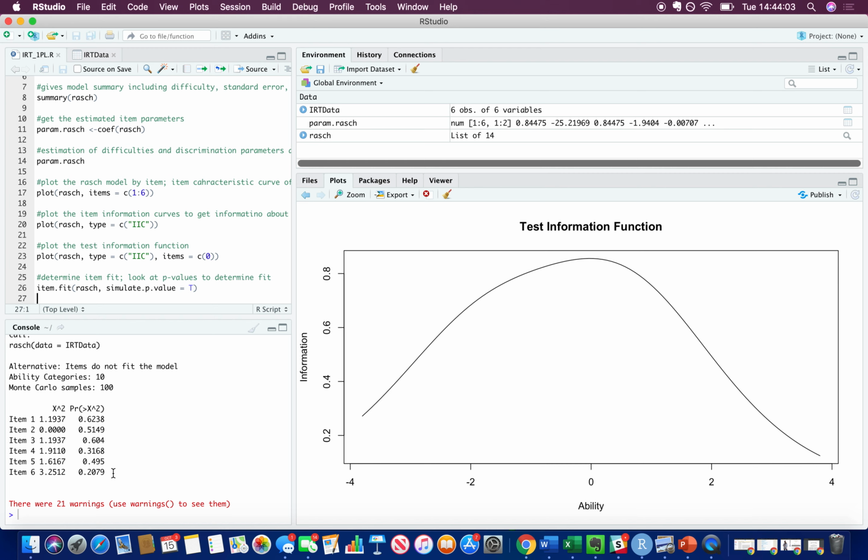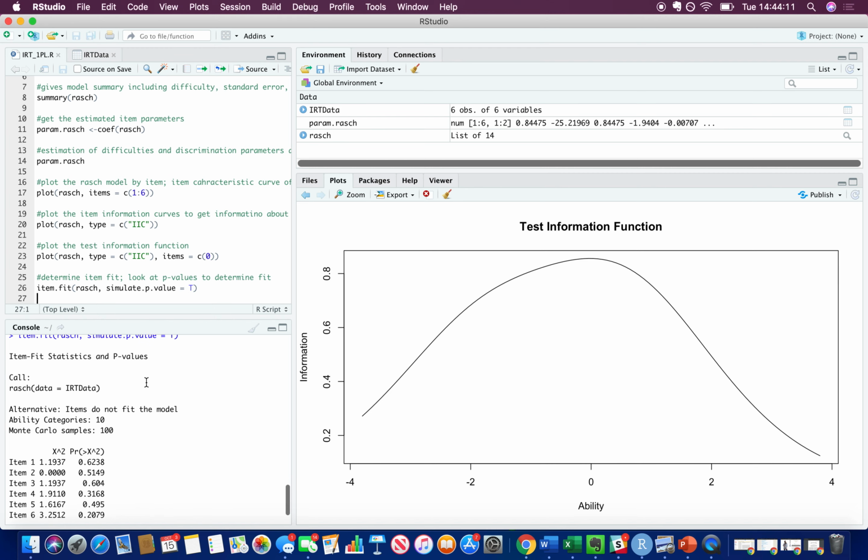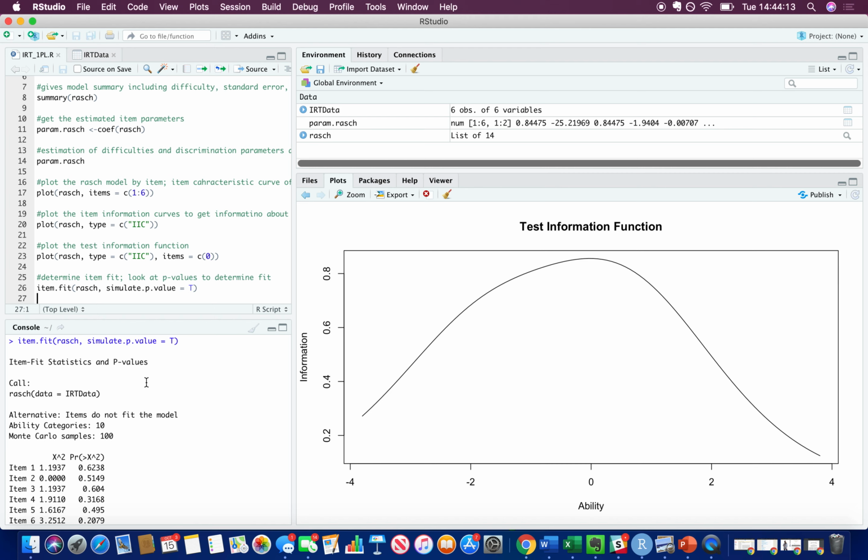So here we can look at our different p-values. Items do not fit the model. But basically it's used to see how well the fit for each item matches up with the others. So for the overall test.